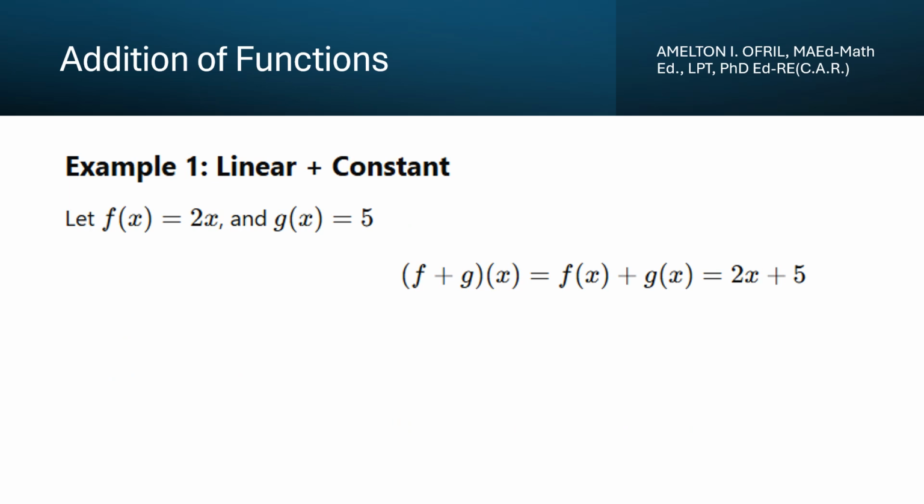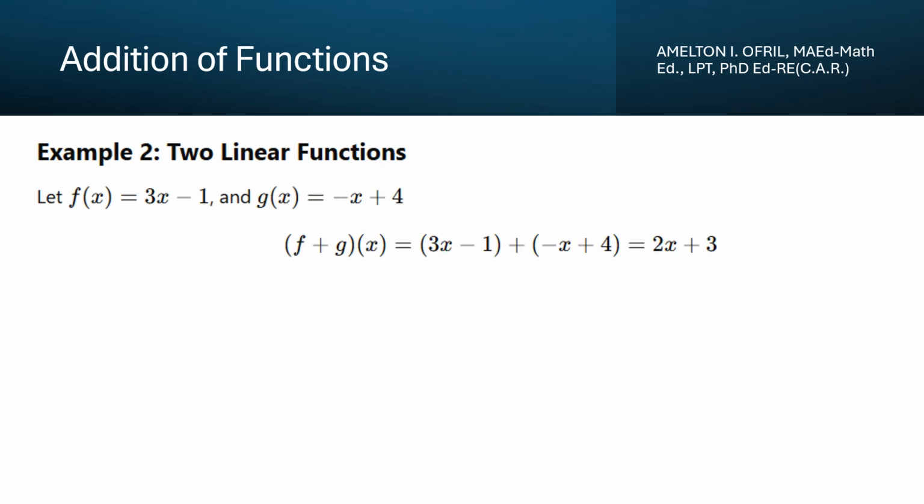Linear function plus constant function. So with this, we have this example. The f of x is 2x and the g of x is 5. So you should only do this in adding. When we have this kind of function, we can get 2x plus 5, and that's it. That's the answer. If we add the constant function with the linear function, just copy it.